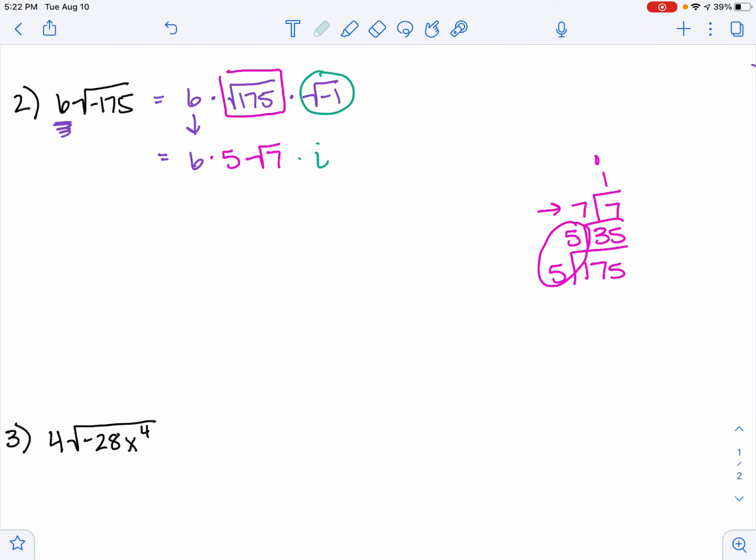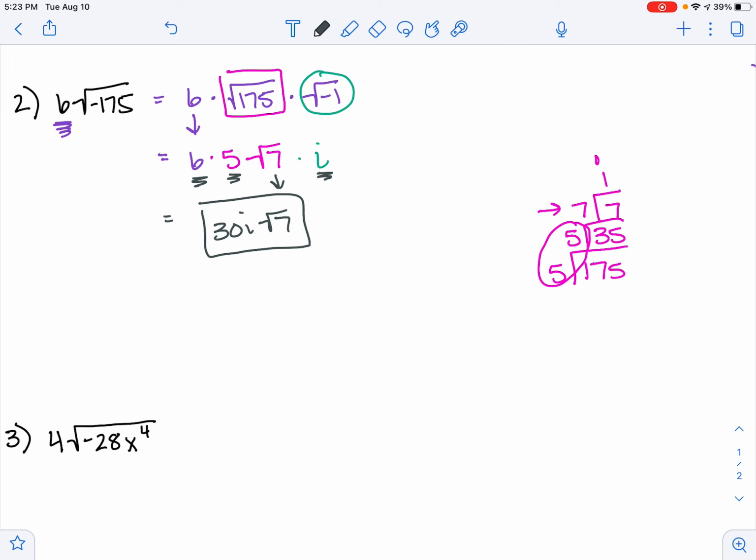So now we can go ahead and multiply all this together. Remember, we want all of our coefficients to go in front of our radical symbol. So 6 times 5 times i is 30i. And then we're going to bring down our square root of 7. So our answer is 30i square root of 7.